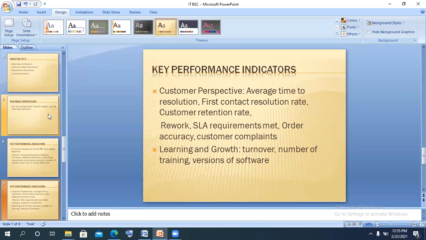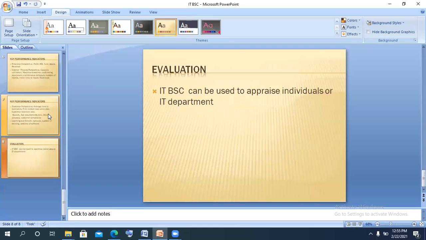Now, versions of software. I gave an example of Microsoft there. If you have a version of software developed in 2000, and maybe 2010, and in 2020 it is the same version that people are still using, then you know that learning and growth is poor. So you want to track the versions of the software being used.